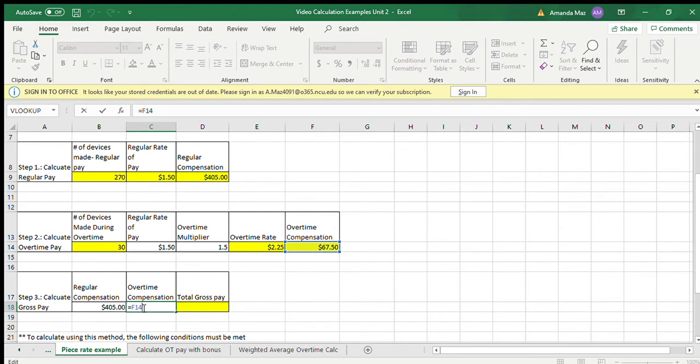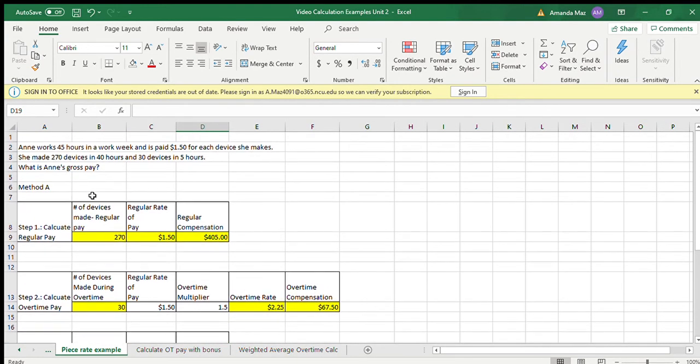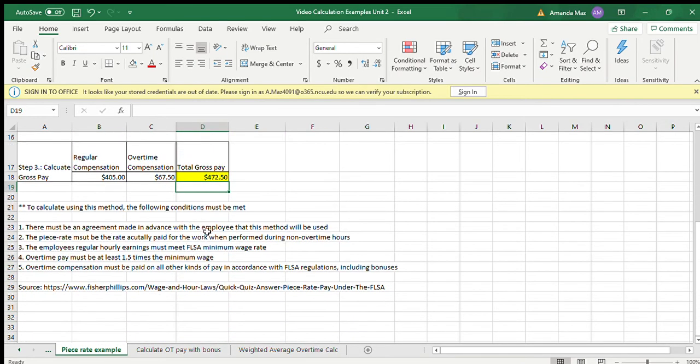So now to calculate gross pay, we already have these numbers since we already figured out her regular compensation and her overtime compensation. So all we need to do here is to figure out her gross pay. So we add her regular compensation plus her overtime compensation, and this equals a total gross pay of $472.50.